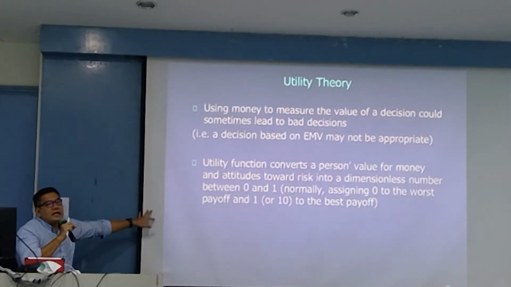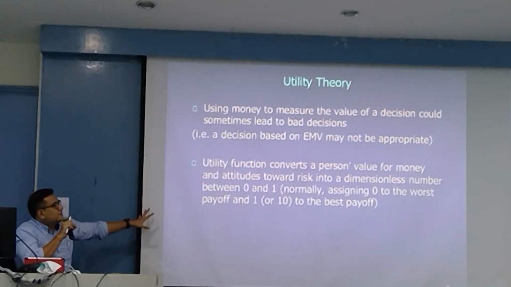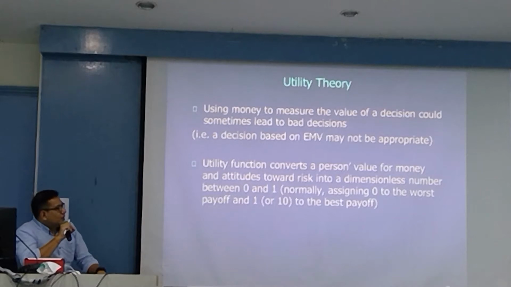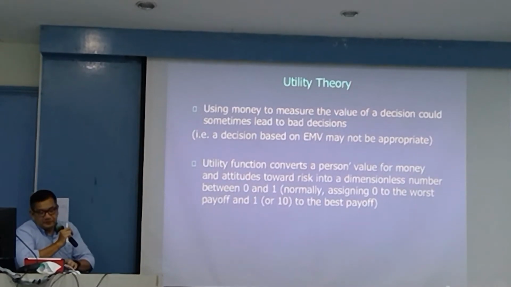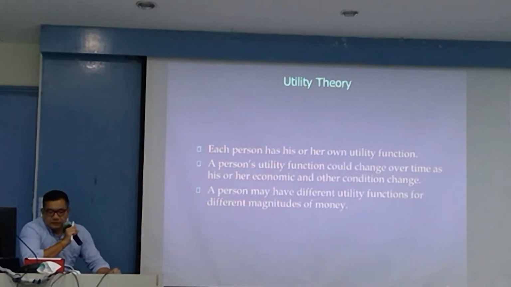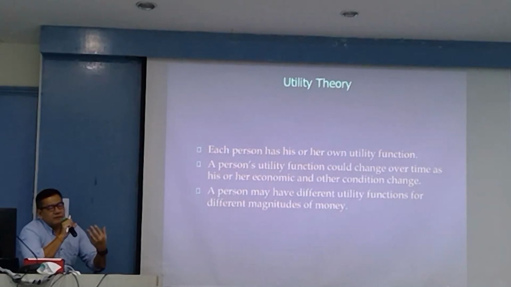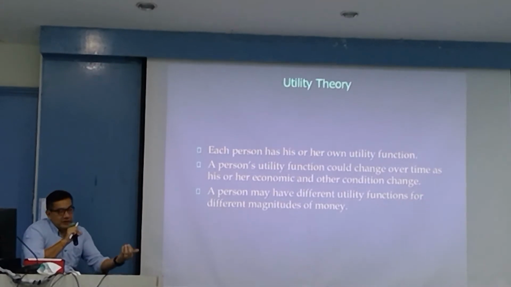Okay, so based on your scale. In my slide, I have the example of 0 to 1 or 0 to 10. It's your scale, you can develop it on your own. So let's say that 0 to 1 or 0 to 10 is the one for us. Normally we assign 0 to the worst payoff, and for the highest one we use 1 or 10, based on the scale that you prefer. And what's next? The utility function is going to help you evaluate and estimate the utility value for each value of money for each person.